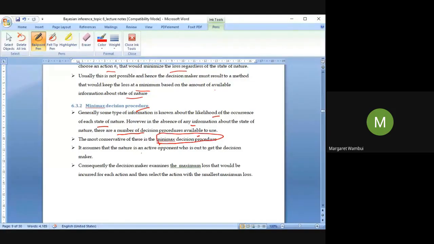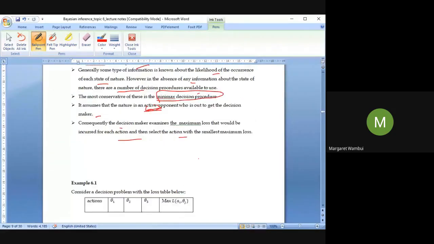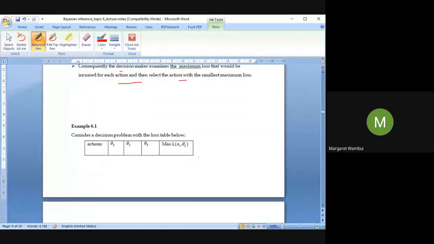It assumes that nature is an active opponent who is out to get the decision maker. This is a very soft way of putting it. Consequently, the decision maker examines the maximum loss that would be incurred for each action and then selects the action with the smallest maximum loss. So you look for the minimum of the maximum.